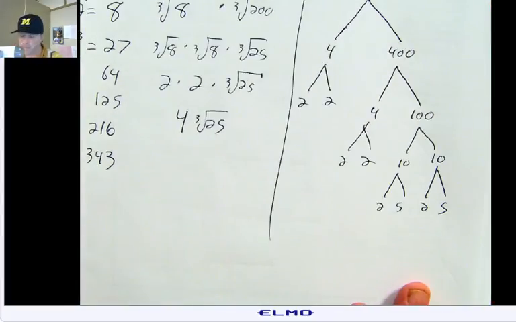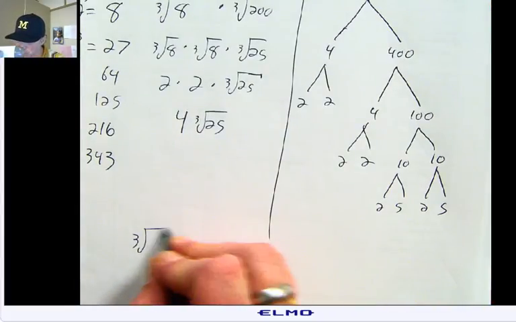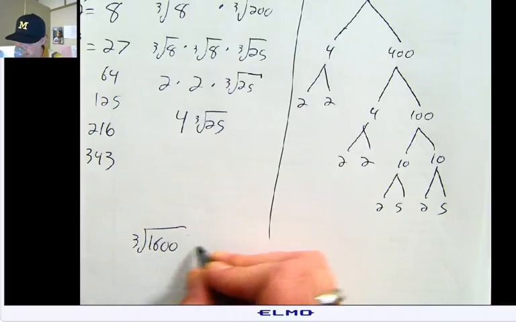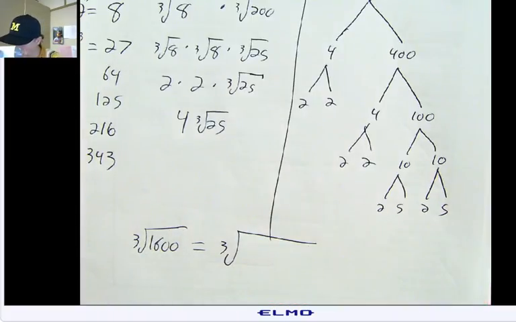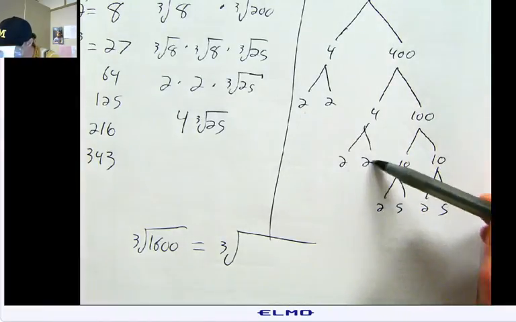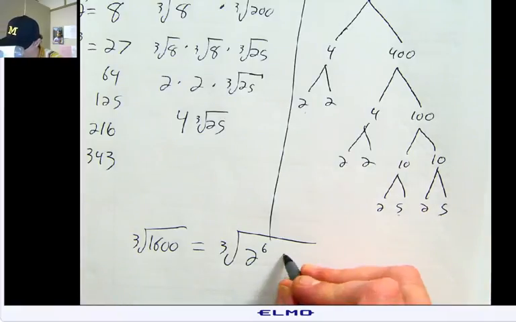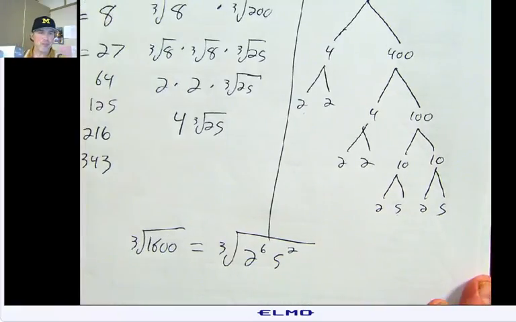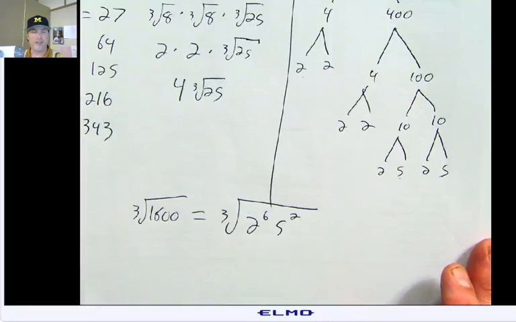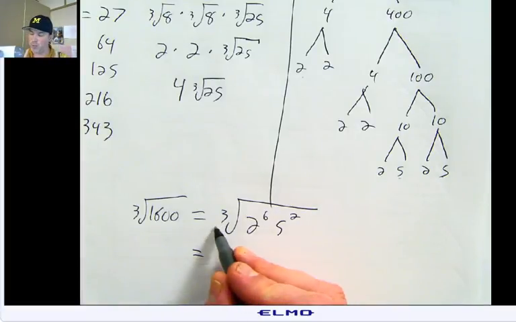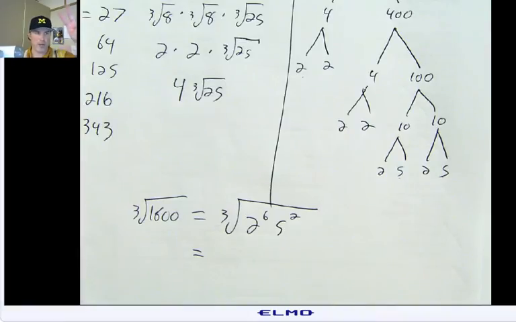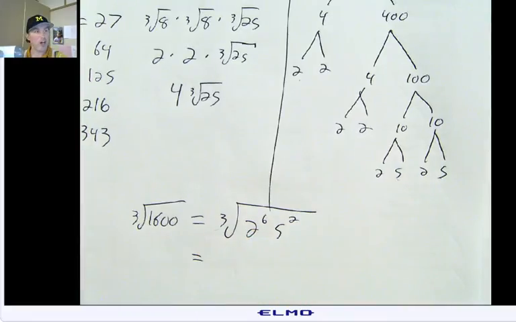So at the end of the day, the cube root of 1600 is equivalent to the cube root of 1, 2, 3, 4, 5, 6 2s, so 2 to the 6th, and 5 to the 2. Now, like I said in the previous problem, think of this as a prison, but this time it's a higher security prison. So it's not a square root where they can escape in teams of 2. It's a cube root where they can only escape in groups of 3. So if you have 6 2s hanging out in there, well, they can all escape.